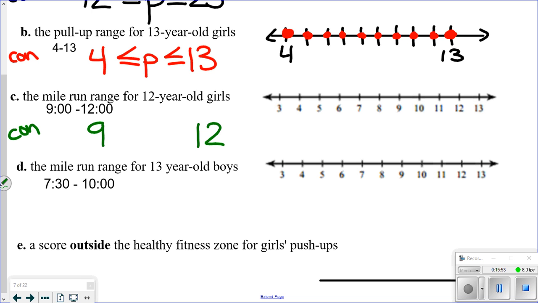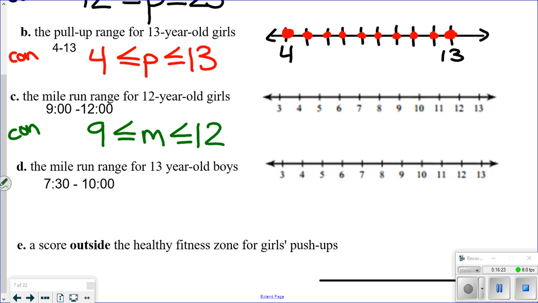And my run, or my mile, so I'm going to use an M, we could also use an R, is going to be in between those two. So my mile time has to be greater than or equal to 9, less than or equal to 12. Hopefully you are recognizing a pattern throughout all of these answers.